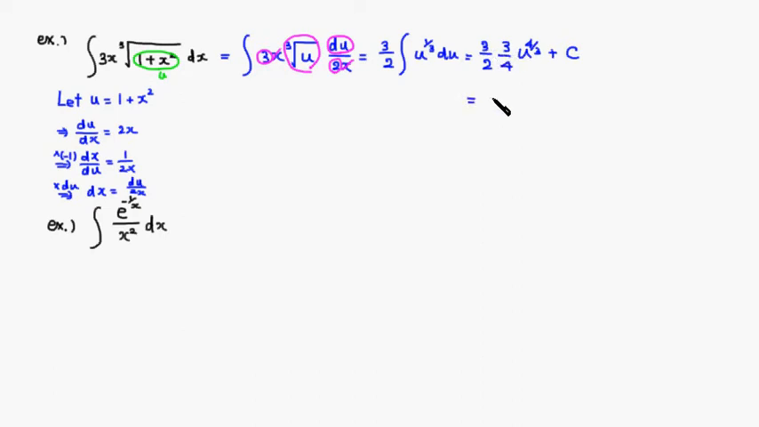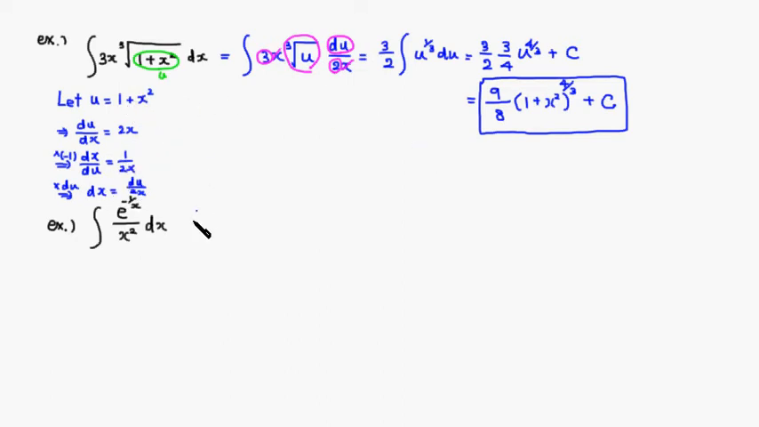So this will give you the answer. 3 times 3 is 9, 2 times 4 is 8. The original expression for u is 1 plus x squared, raised to the 4/3 power, plus some constant C. So that's the answer. Be sure to put the original expression back in. You cannot leave the answer with u in it. You have to go back to the original variable, in this case x.